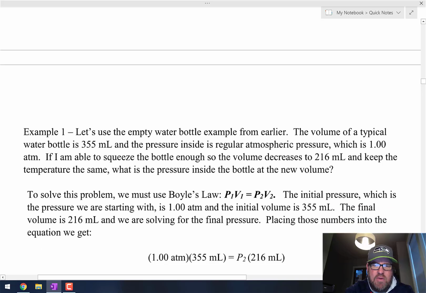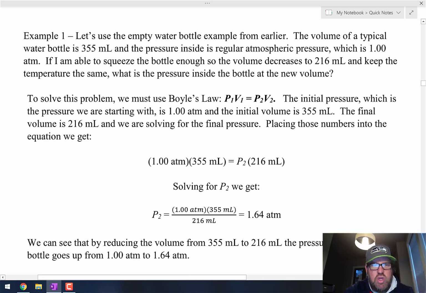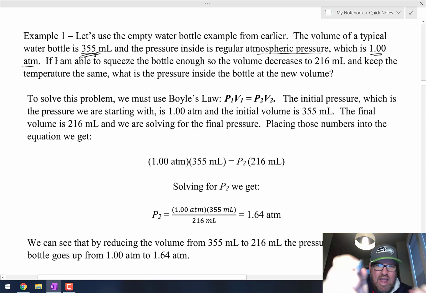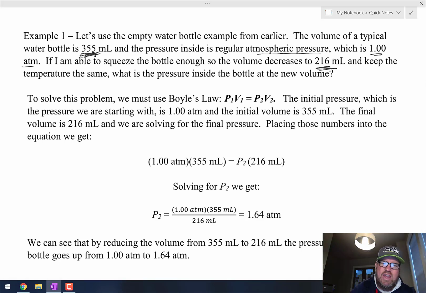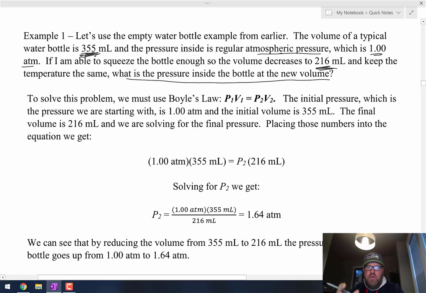Okay, let's look at an example of this. Let's use that water bottle from before. Usually water bottles are about 355 milliliters in volume. And the pressure inside is regular atmospheric pressure, which is just 1 atmosphere. Let's say I take that water bottle and I squeeze it so tight that it goes from 355 milliliters down to 216 milliliters. Okay, and we haven't changed the temperature or anything else. We haven't added any more gas to it. Now we want to know, what's the pressure inside the bottle? Now that we've reduced that volume, what's the pressure?